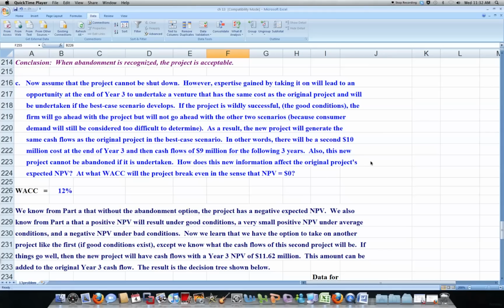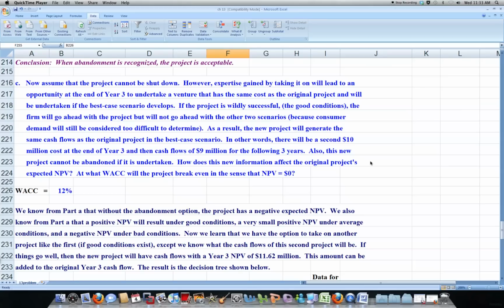Okay, now let's look at Part C. Now, assume the project cannot be shut down. However, expertise gained by taking it on will lead to an opportunity at the end of year 3 to undertake a venture that has the same cost as the original project and will be undertaken if the best case scenario develops. If the project is wildly successful, the firm will go ahead with that project but will not go ahead with the others. As a result, the new project will generate the same cash flows, the $9 million for 3 years, and there will be a $10 million cost at the first. I'll say also this new project cannot be abandoned if it is undertaken.